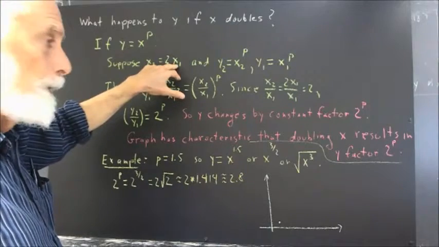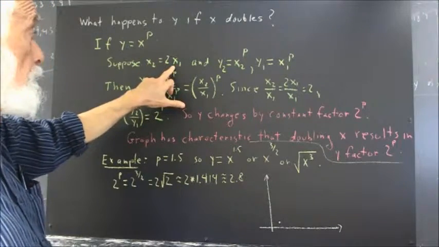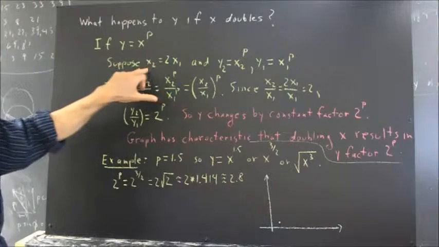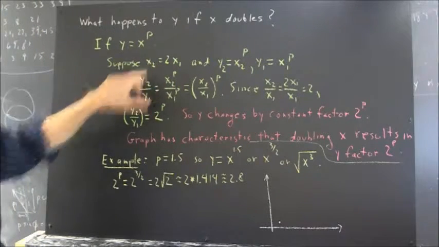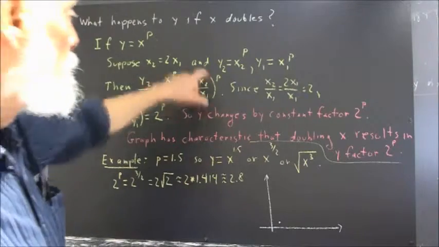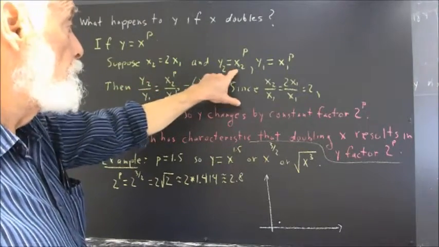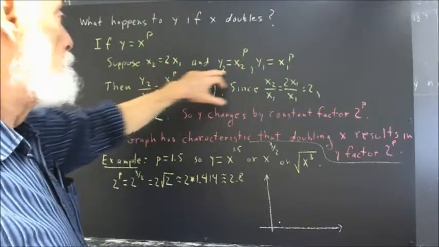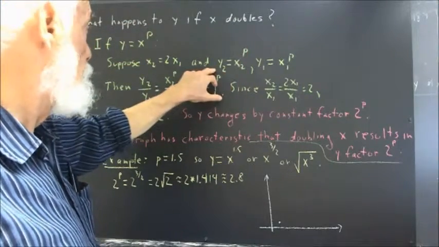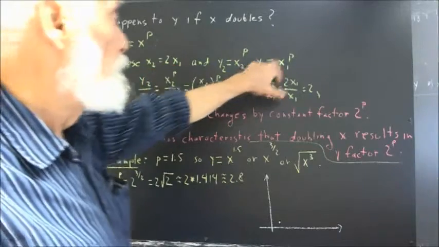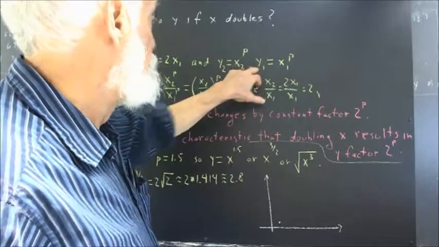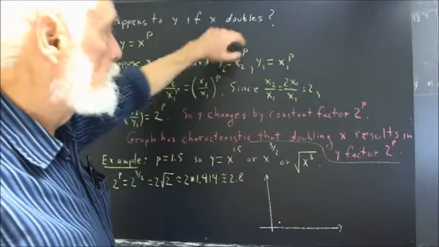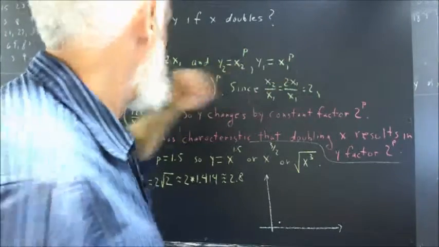Let's let x1 be some value of x, could be any value of x. Double that, x2 is the doubled value of x when x equals x1. Then let's let y2 equal x2 raised to the p. Y equals x to the p, so x2 raised to the p, we're going to call that y2. x1 raised to the p, we're going to call y1. x2 is twice as big as x1. y2 is x2 to the p. y1 is x1 to the p.